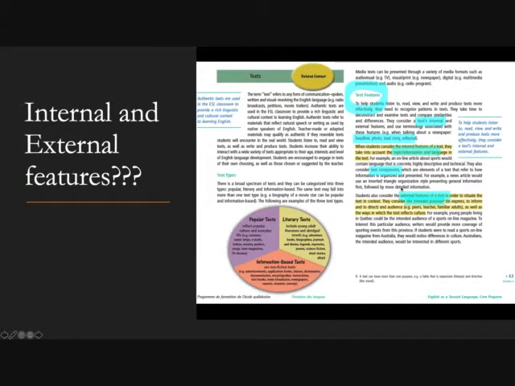So internal features are things that we see in front of us, the topic, information, and language, and things like images, color, font. The external features are just the things outside of the text, the larger ideas. So what's the point of this text? What's the purpose? Is it to express an opinion? To inform someone? Who's meant to be reading it?